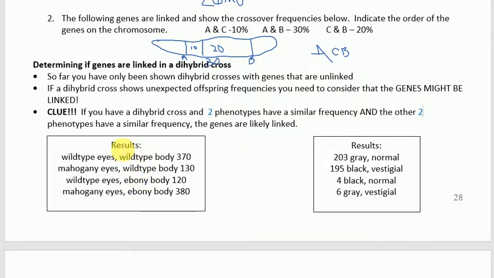So let's take a look at what we mean. For instance, here we have a cross between wild-type eyes, wild-type body, mahogany eyes, and an ebony body. You can see that right here, there's eyes and there's body type, and these numbers are very similar. Right here, the 370 and the 380 and the 130 and the 120. So these are likely linked genes. Here, we have body color and we have development of wings. And again, they're very close in numbers, so these are probably linked genes.